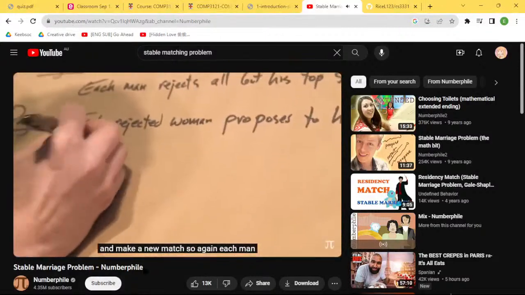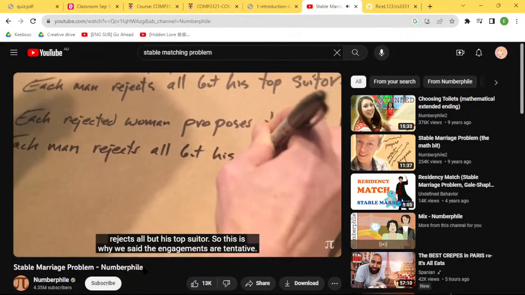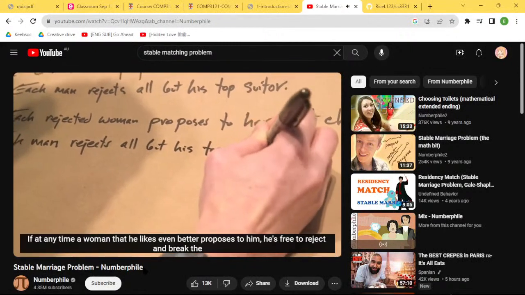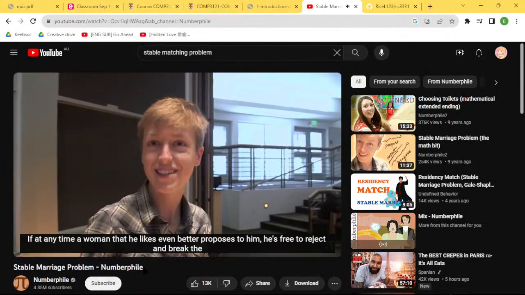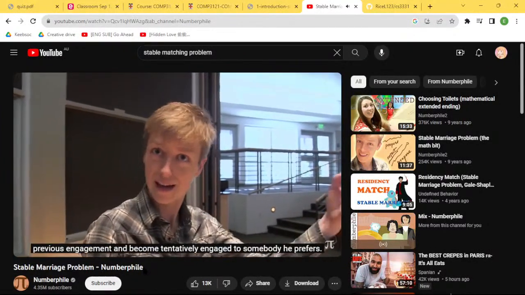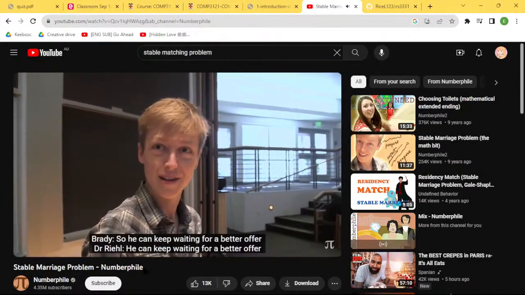So again, each man rejects all but his top suitor. So this is why we said the engagements are tentative. If at any time a woman that he likes even better proposes to him, he's free to reject and break the previous engagement and become tentatively engaged to somebody he prefers. So he can keep waiting for a better offer.